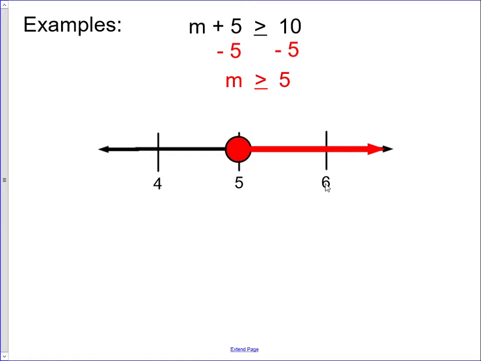We can always check this by taking a number from the shaded area and plugging it in for our variable. So we can plug in 6 here. So is 6 greater than or equal to 5? Certainly. It's greater than 5. Since this was an or equal to, we could also plug in 5 for this one. Is 5 greater than or equal to 5? Yes, it's equal. So we've graphed this one correctly.